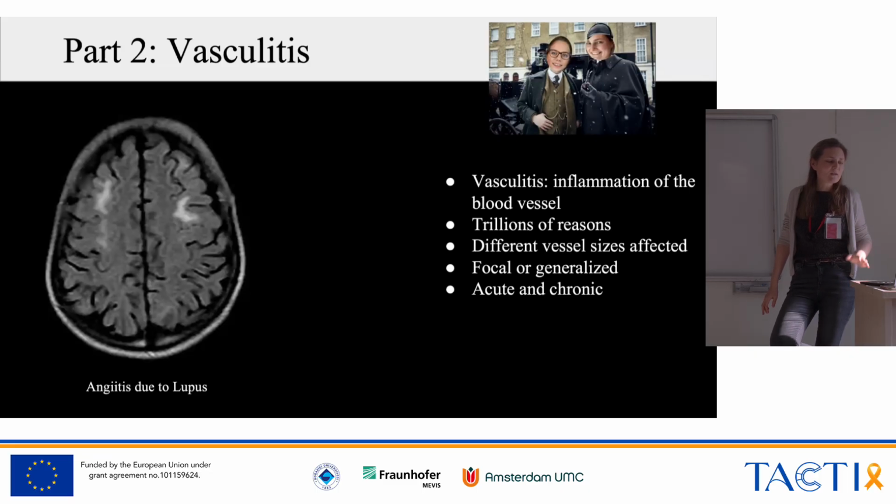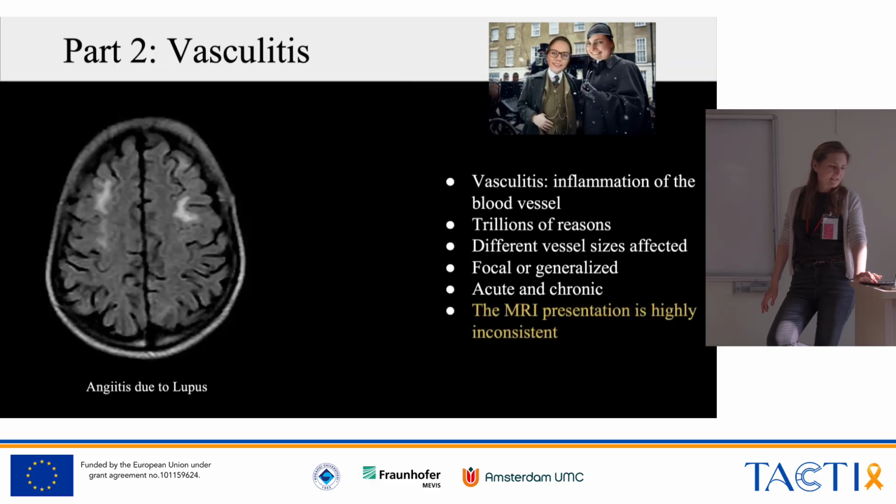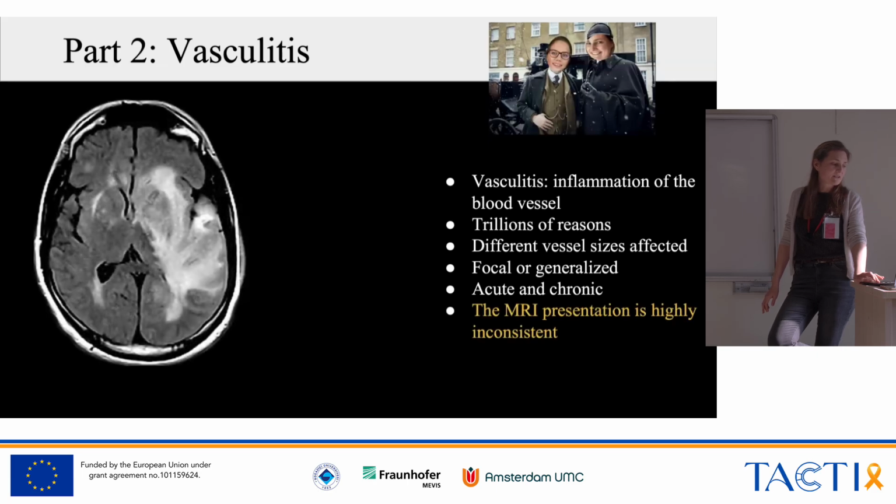Vasculitis is really painful to differentiate from MS sometimes. The MRI presentation is highly inconsistent. That makes it so difficult. So this, for example, is another vasculitis. It's primary angiitis of the CNS, and why can that not be a very aggressive special form of MS, for example? So that can be difficult.